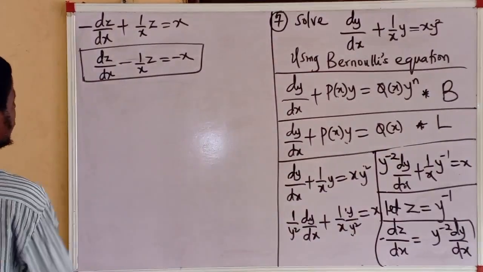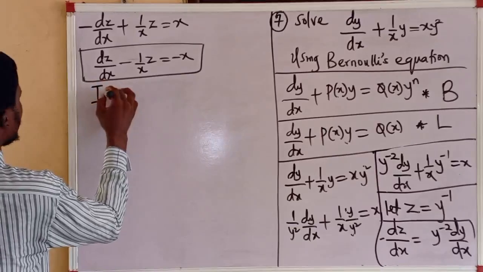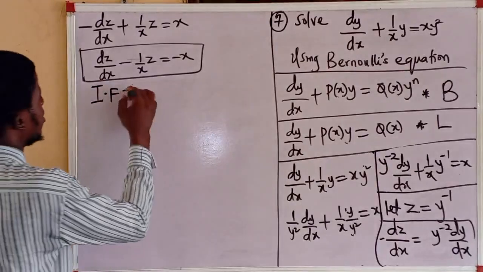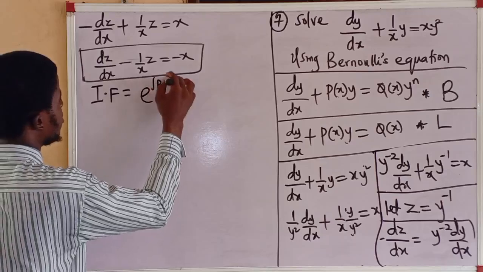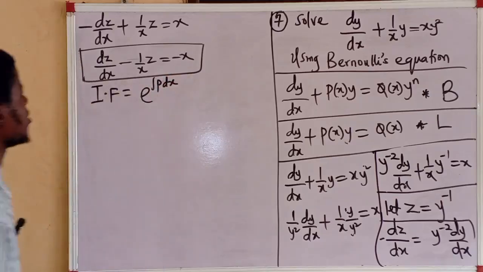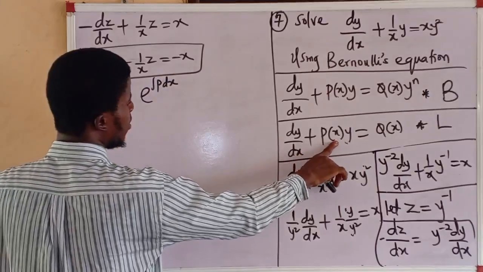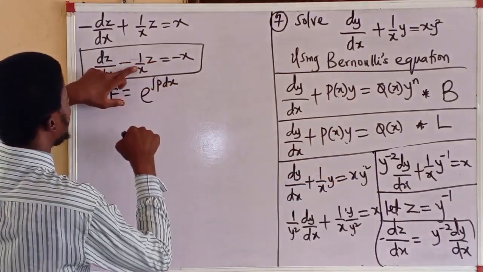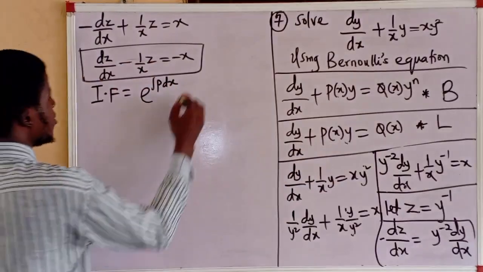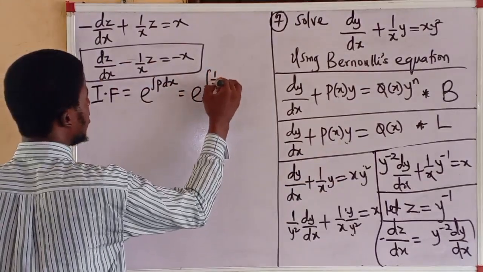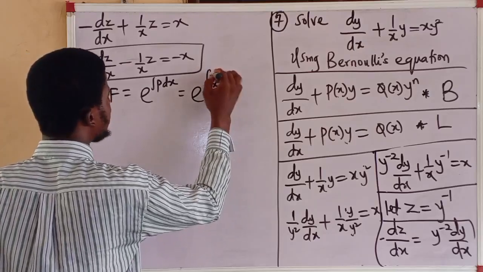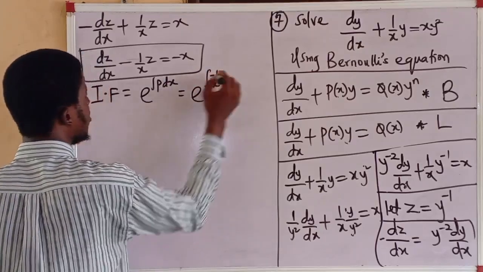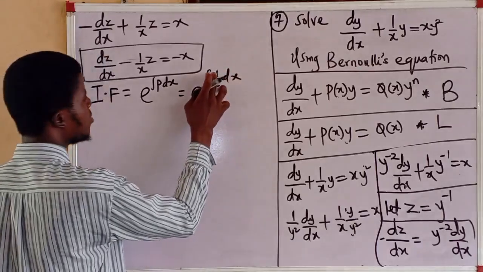Okay, so we determine what we call the integrating factor. The integrating factor is e to the power of the integral of p of x dx. Now let's compare. P of x is attached to y, right? So what is attached to z here? Minus 1 over x. That will be the p of x here. So this is e to the power of the integral of minus 1 over x dx. Okay, I can bring this minus outside.